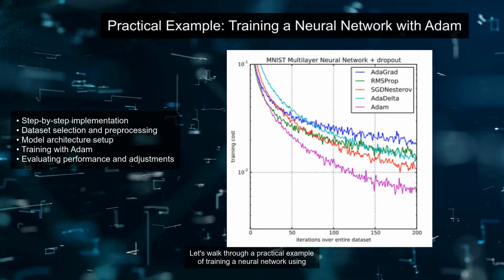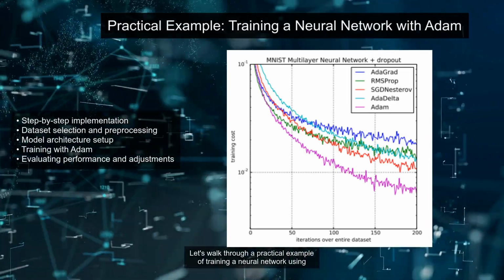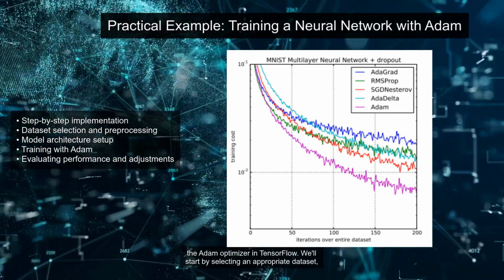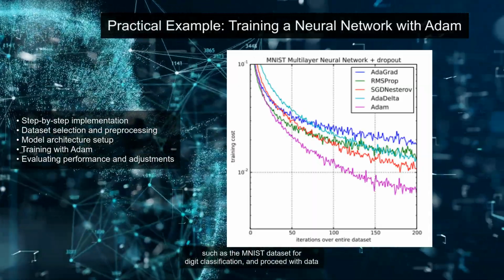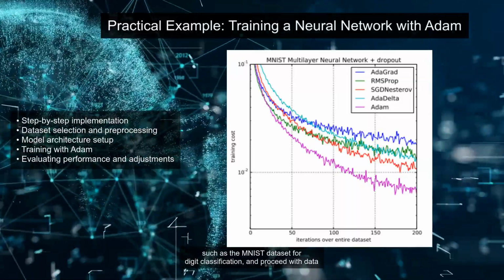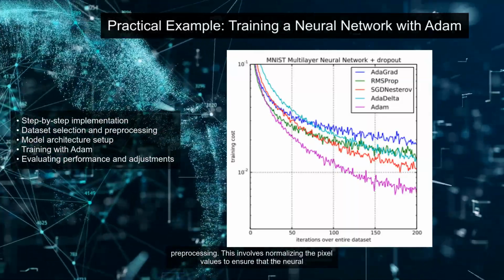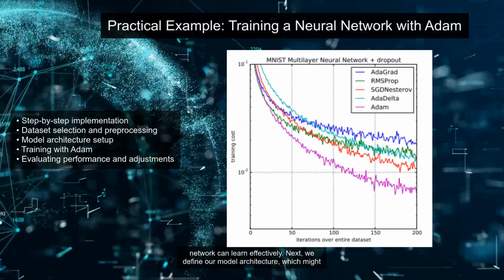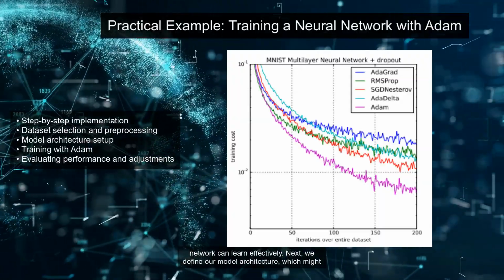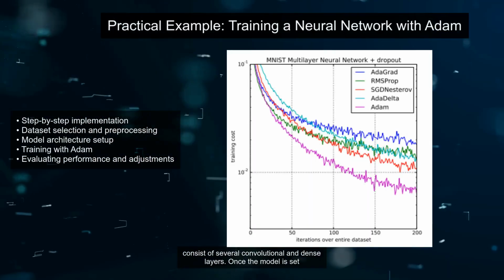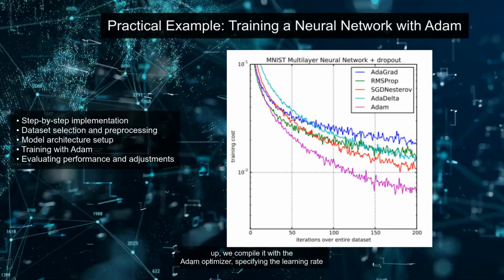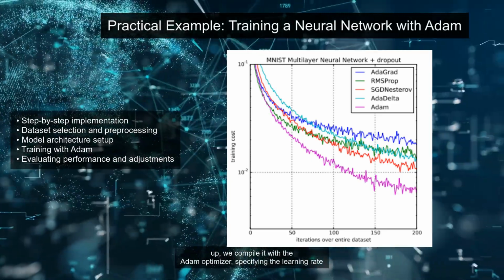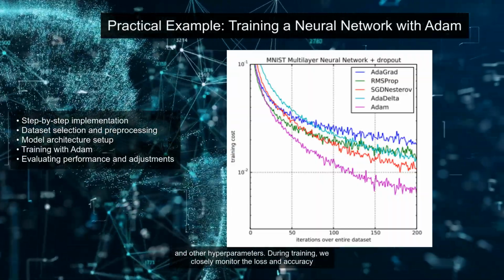Let's walk through a practical example of training a neural network using the Atom Optimizer in TensorFlow. We'll start by selecting an appropriate dataset, such as the MNIST dataset for digit classification, and proceed with data preprocessing. This involves normalizing the pixel values to ensure that the neural network can learn effectively. Next, we define our model architecture, which might consist of several convolutional and dense layers. Once the model is set up, we compile it with the Atom Optimizer, specifying the learning rate and other hyperparameters.